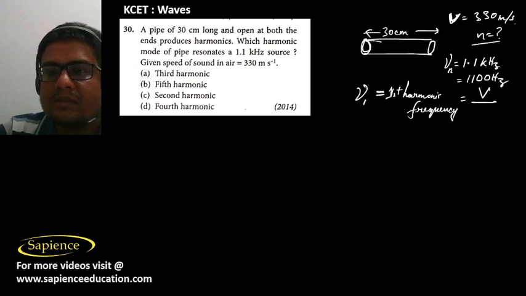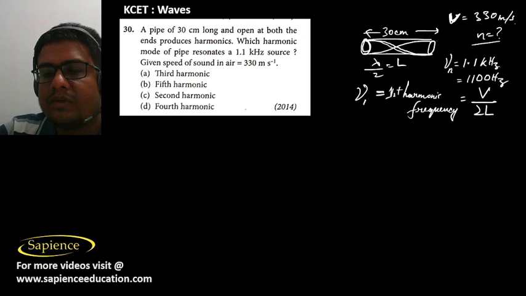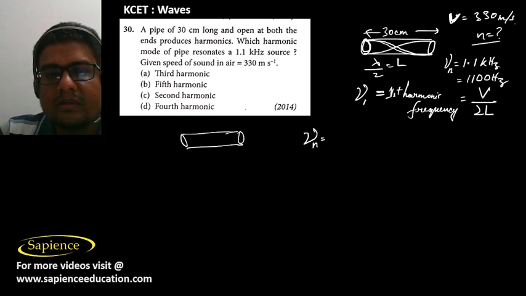For the first harmonic, the vibration mode would be like this. Here lambda by 2 equals L, so lambda equals 2L, so this will be v by 2L. For the second harmonic we have it like this, lambda by 2 plus lambda by 2, that is lambda, so 2 lambda by 2.